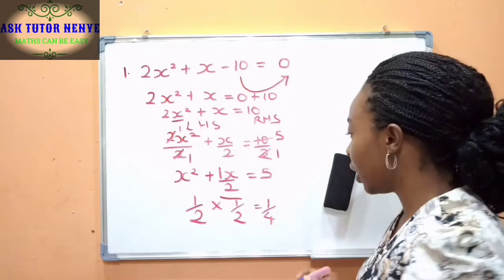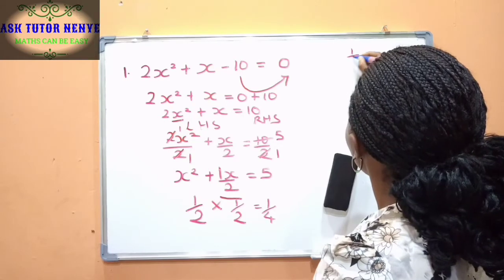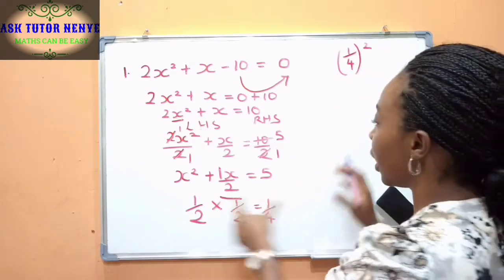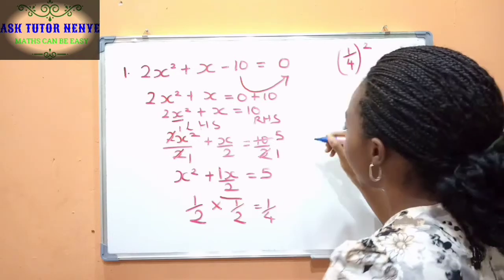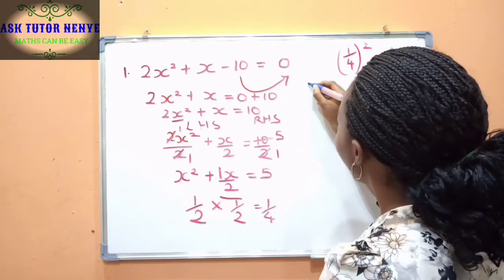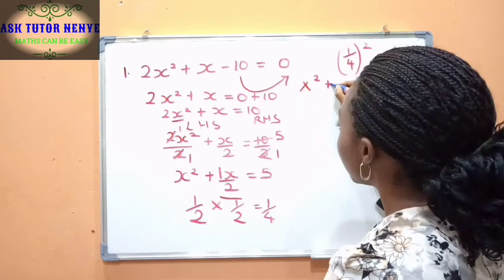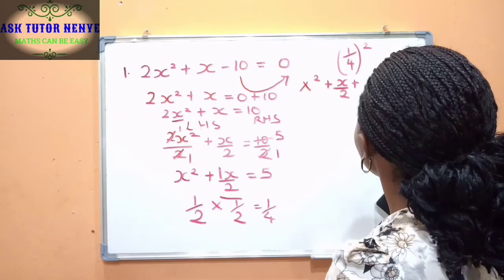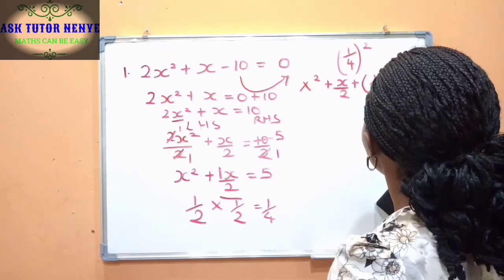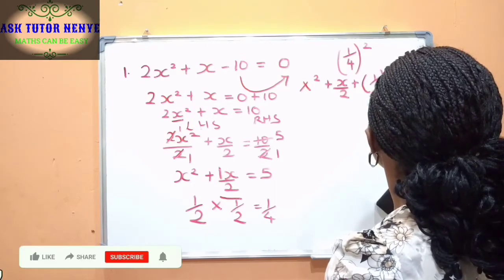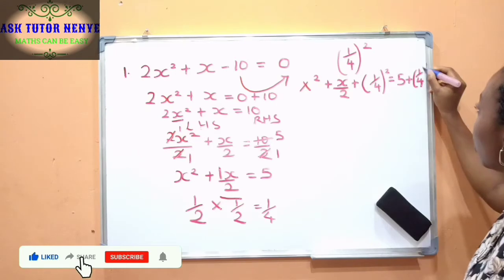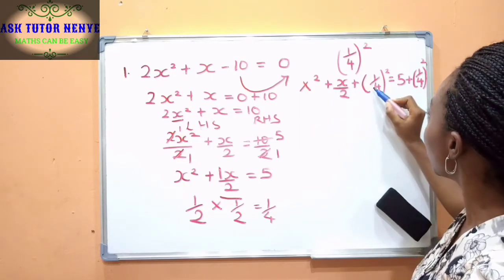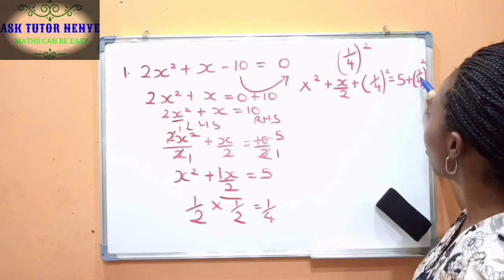The next step we are going to take is to square this, so the square of 1 over 4. Then we add it to both sides of the equation, both the left hand side and the right hand side. In doing that, we are going to have x squared plus x over 2 plus 1 over 4 squared equals 5 plus 1 over 4 squared. So this is what we are going to have.